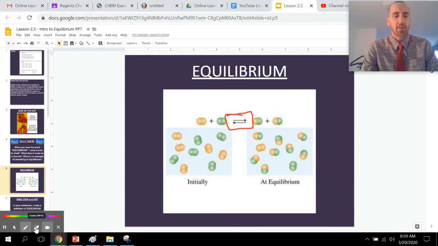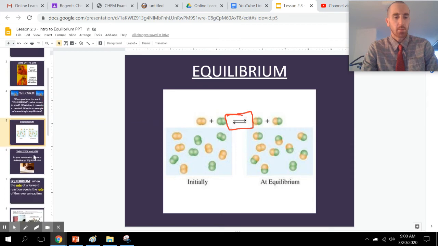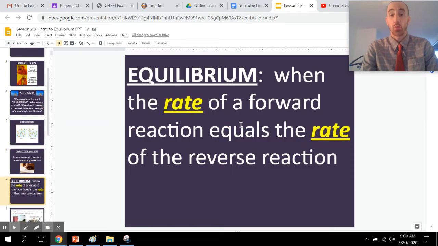As I give you the definition here in a minute, just keep in mind that when you're talking about something at equilibrium, you will oftentimes see this double arrow, okay? All right, moving on. I'm just going to skip this and go right to the definition that you will need to know.